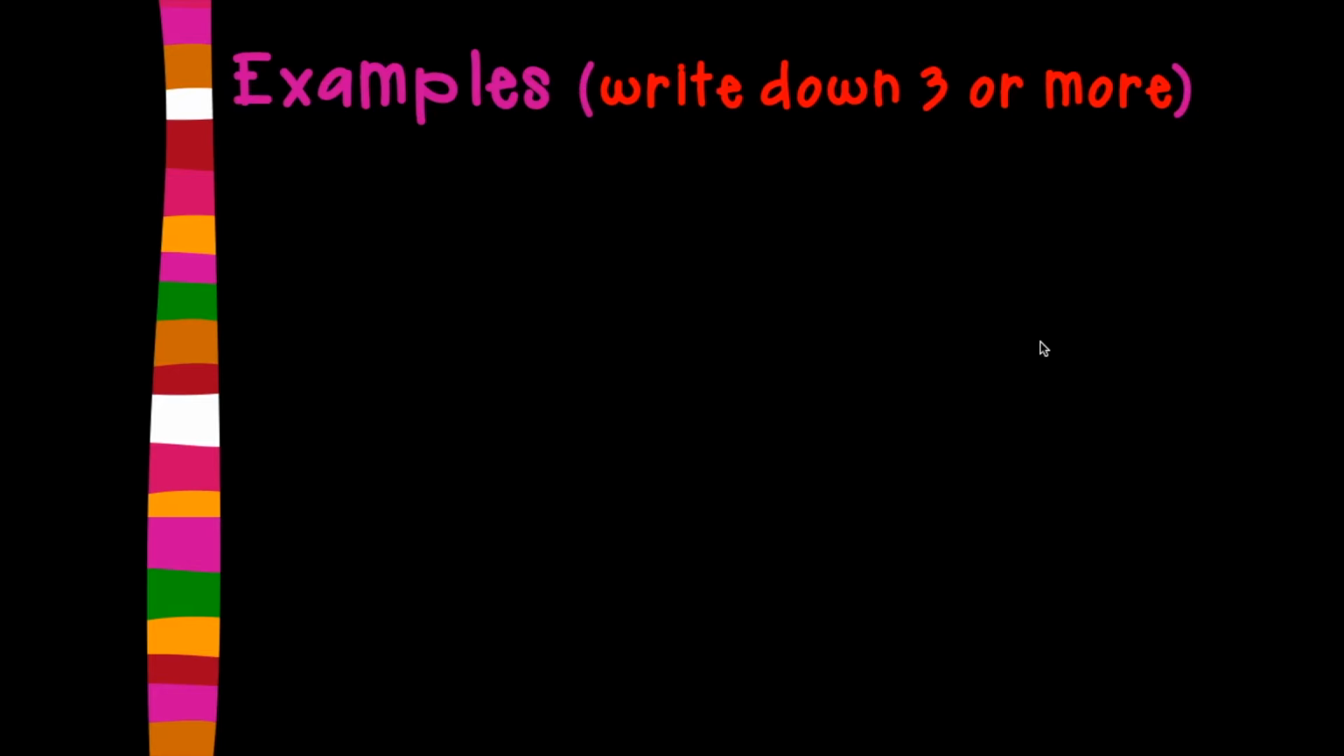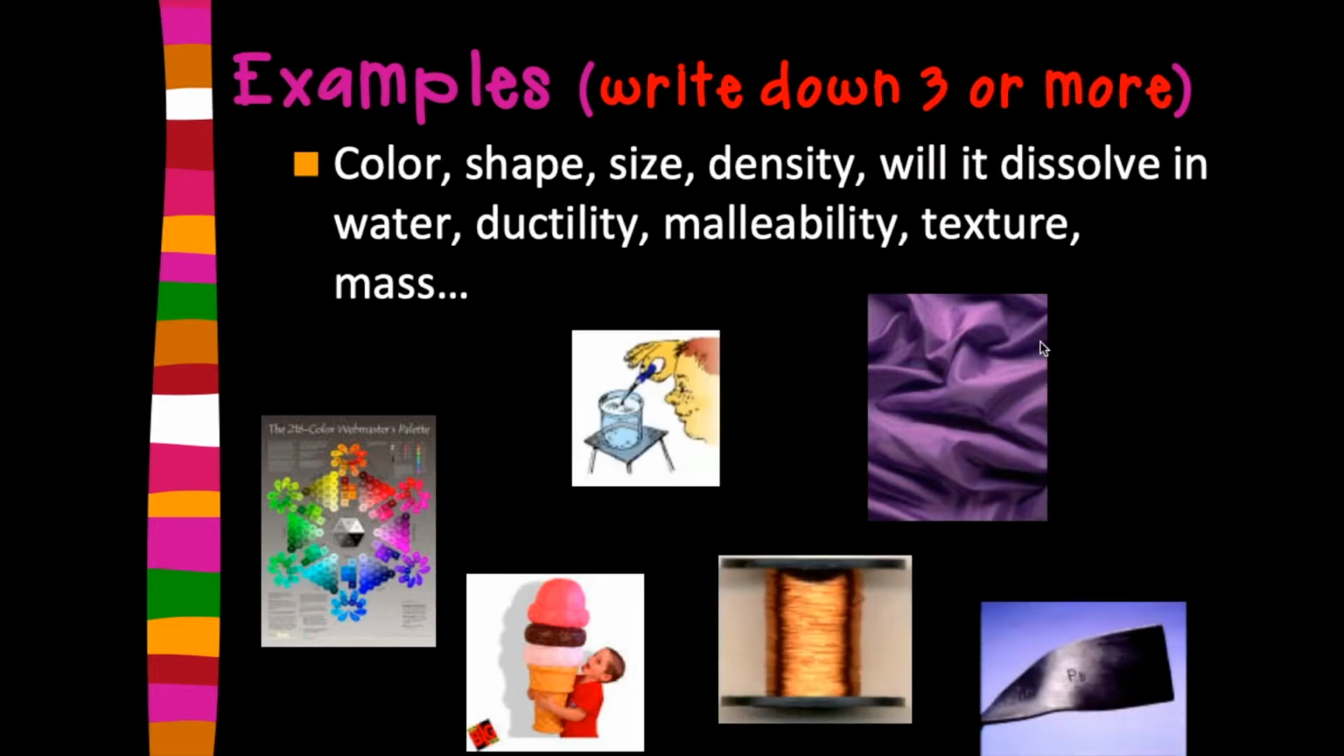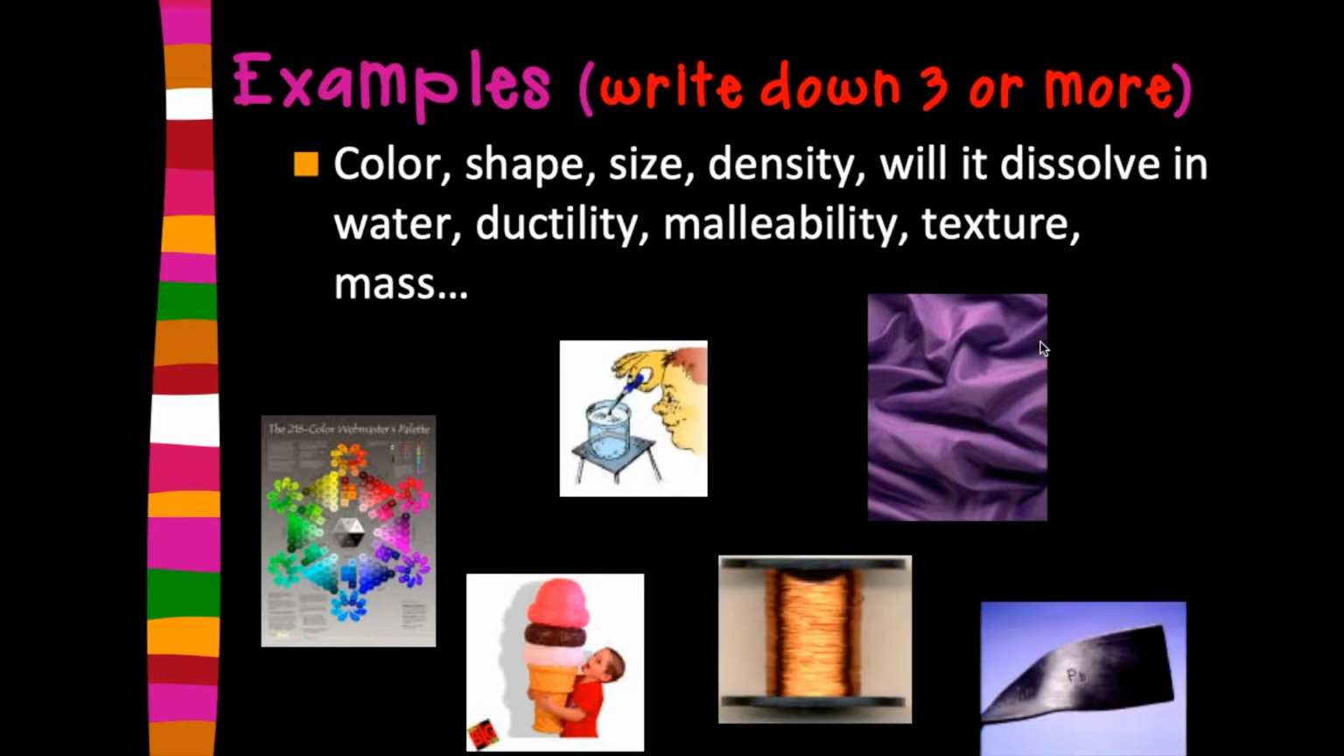So some examples, write down at least 3 of these. You can write more if you want to, but it would be things like, what color is it? What shape is it? What size is it? Maybe you can actually measure it with a ruler. Its density, will it dissolve in water? Is it ductile, meaning could you draw it into wires like these copper wires? Or malleable, think like aluminum foil. Could you bend it or shape it? What texture does it have? Is it smooth? Is it silky? Is it bumpy? What mass does it have? You could put it on a balance. So those kinds of things are physical properties. And you can imagine that some of those things are things that we measure or record when we do labs in chemistry. So those are physical properties.